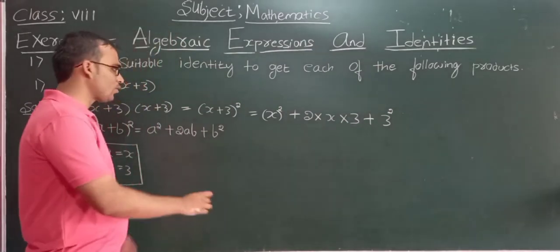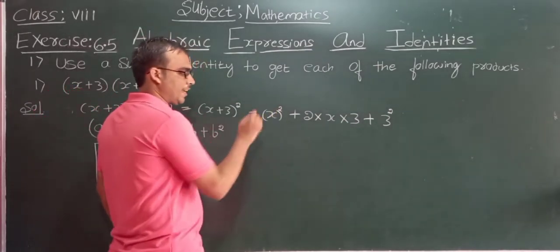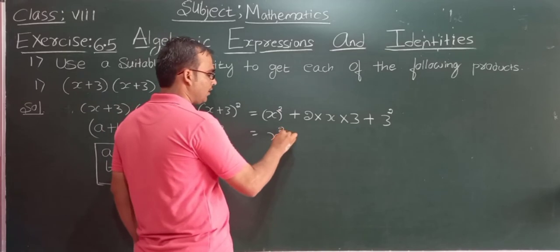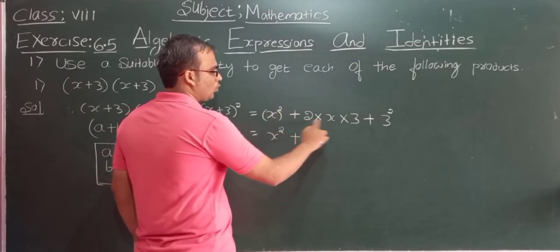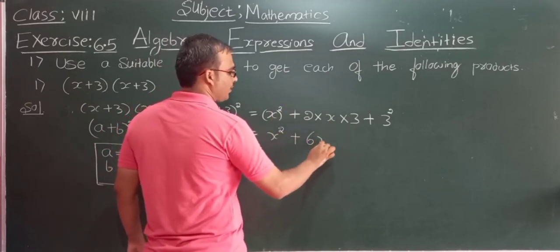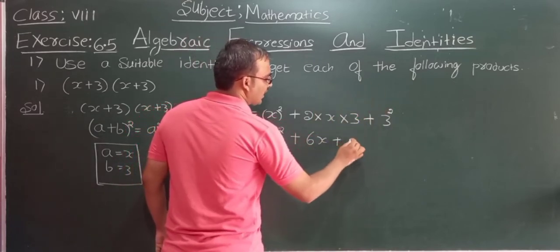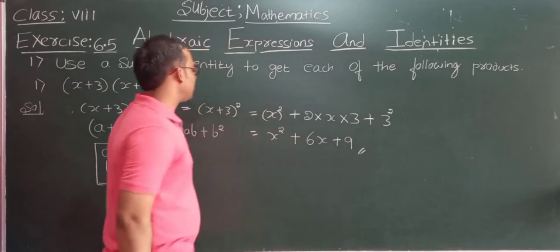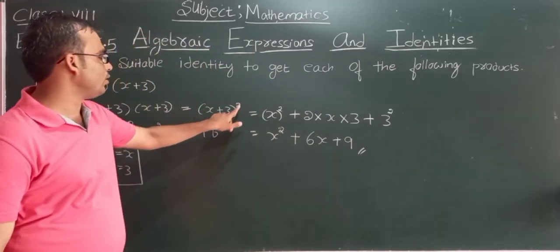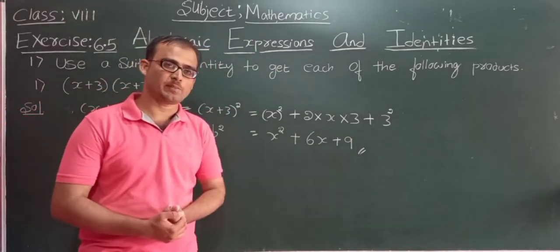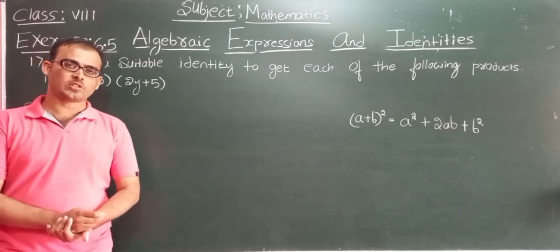Why? Because b square. Now students, x square is x square only, plus 2 threes are 6 into x will be 6x, plus 3 square means 3 threes are 9. Okay, so the solution of this problem, that is (x plus 3) whole square, is x square plus 6x plus 9. Students, now let us solve the second question.